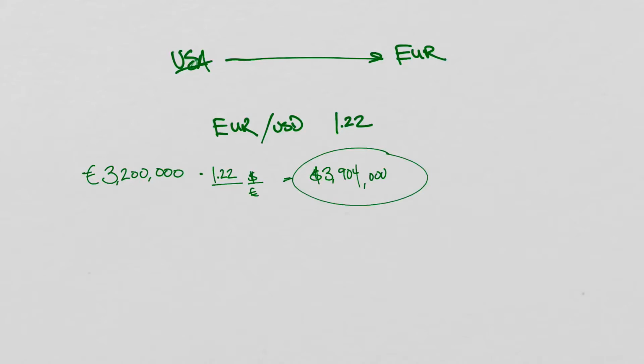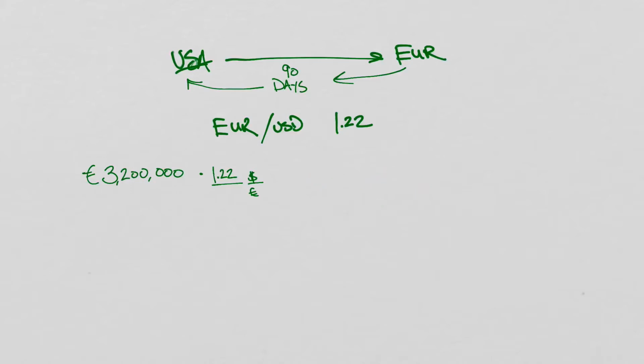Okay, but suppose instead the European company had 90 days to pay the US company. Then the problem is that for the US company at least, they don't know what they're going to get. They're going to get something, but it depends on this exchange rate, what this ends up being in 90 days. And so let's suppose that after 90 days, the US company agreed to this, fine, we receive the full 3.2 million euros in 90 days.